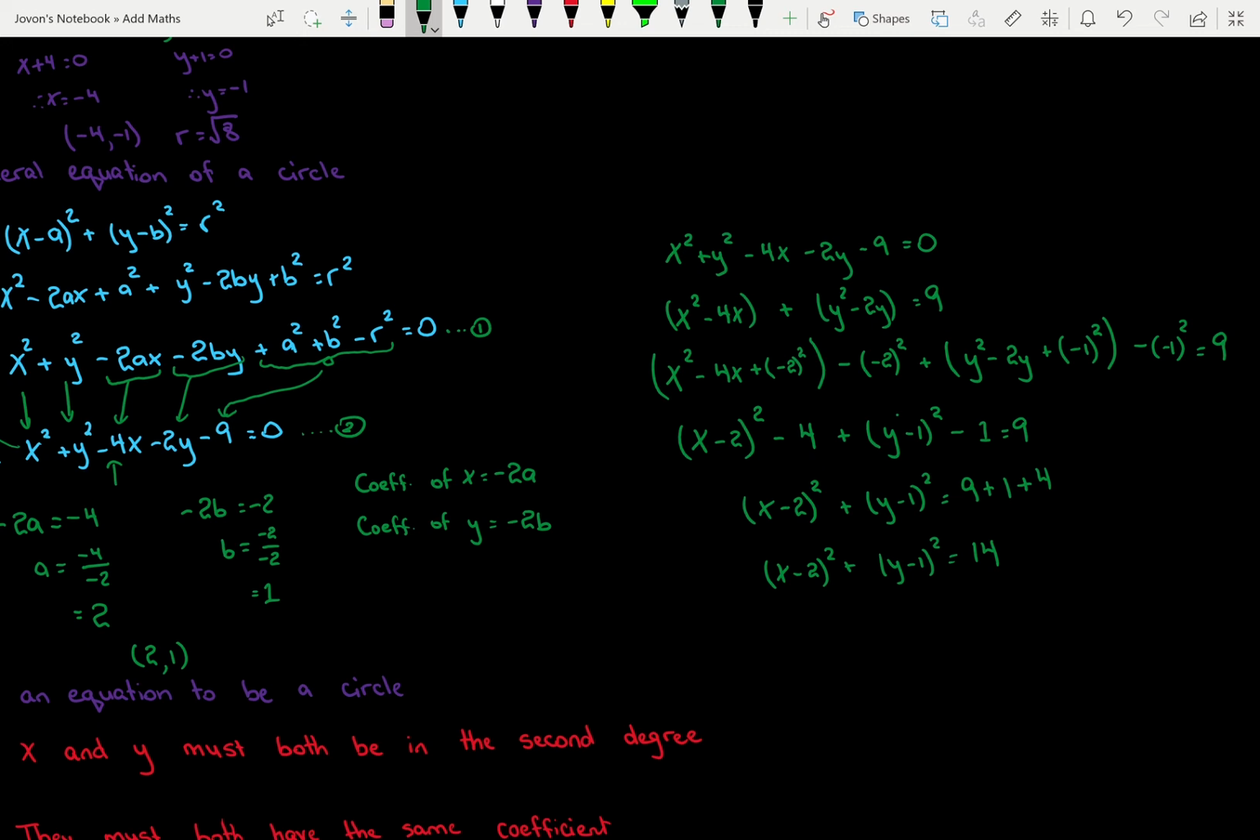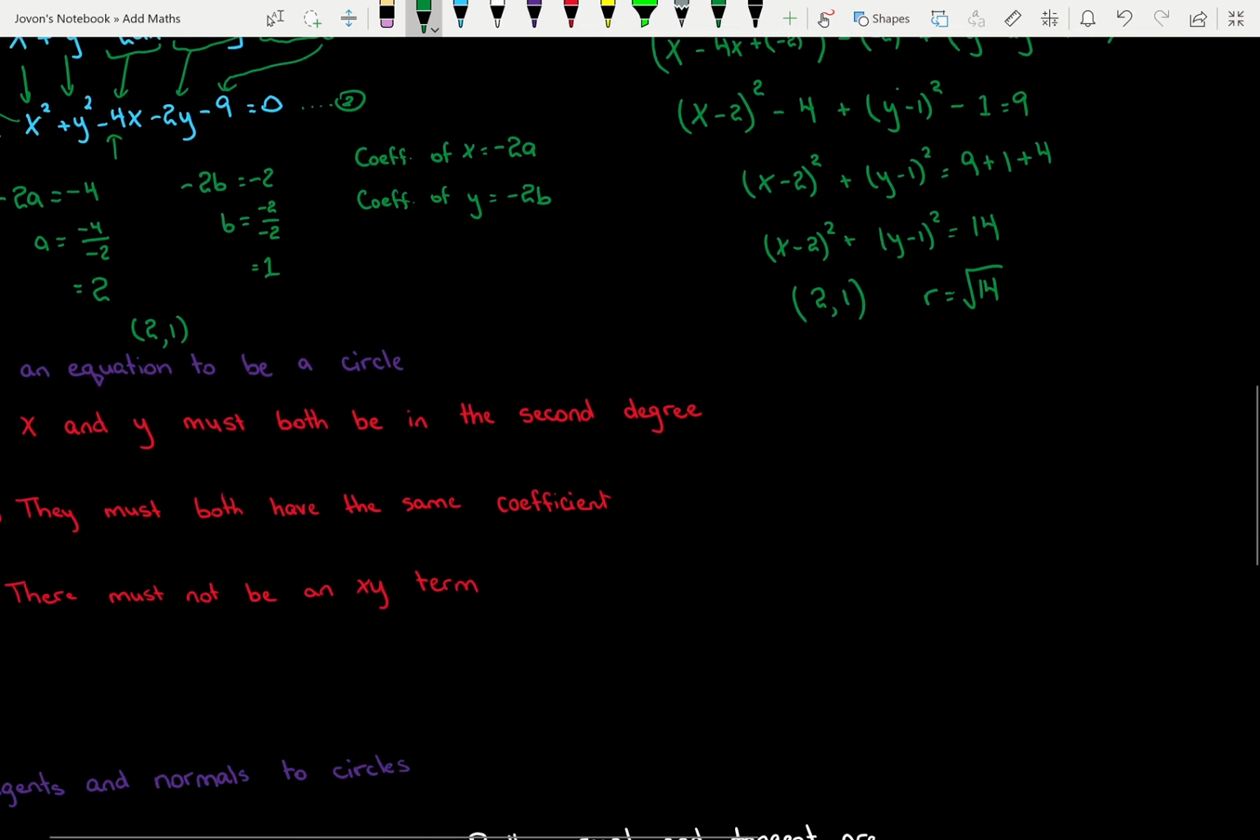So this is obviously the easier form to look at, because from this we know that the center is 2 comma 1, which we got over here, and the radius is equal to the square root of 14. That's how we convert it from the general form back into this form. It's pretty simple. We just involve completing the square. Remember, if you add something inside, to keep the equation balanced, you need to subtract it outside the brackets.